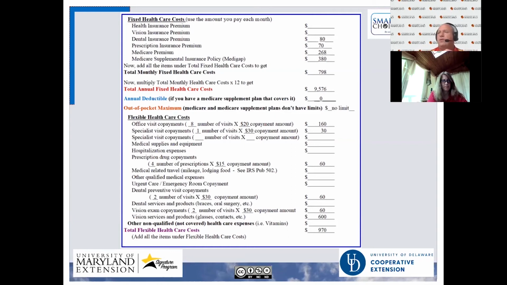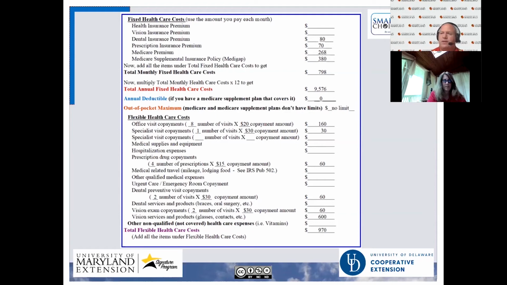And so then you look at, you multiply that 798 figure by 12, and that's going to give you $9,576 as a total annual fixed healthcare cost. So you need to know that you're going to have that much money set aside automatically. In this case, because we have the supplemental plan, there's no annual deductible, and we don't have an out-of-pocket maximum, so that doesn't apply. Then as you went through the case study with each of the bullet points, you're going to come up with some numbers.